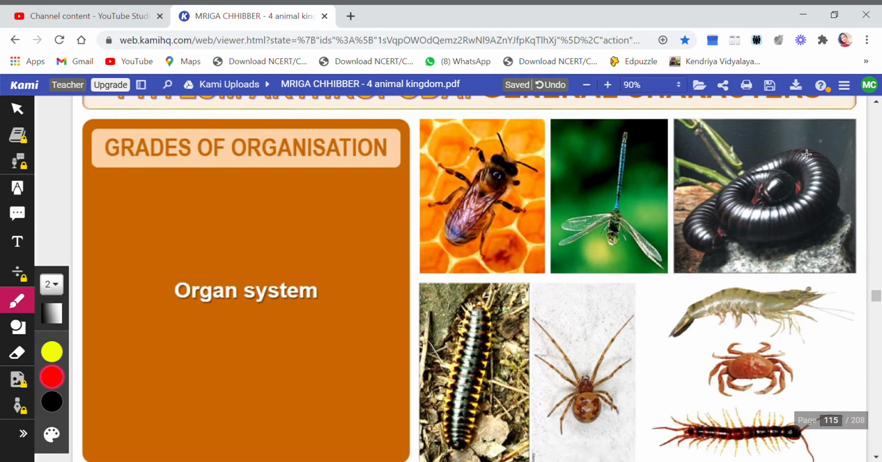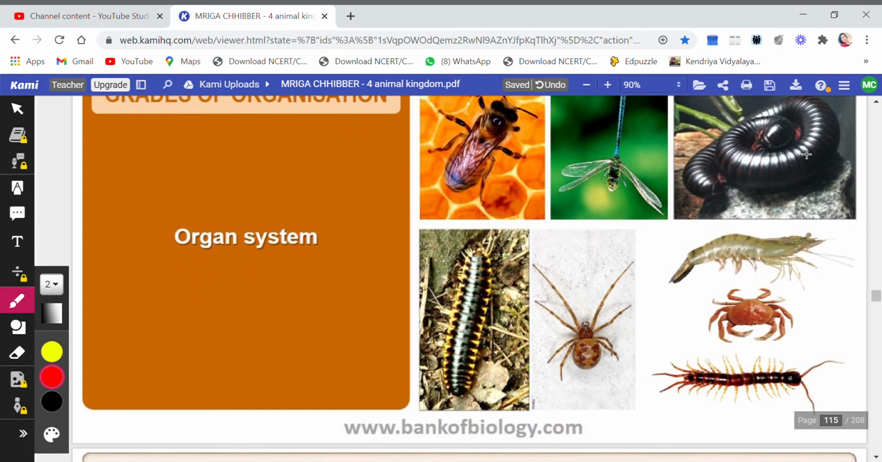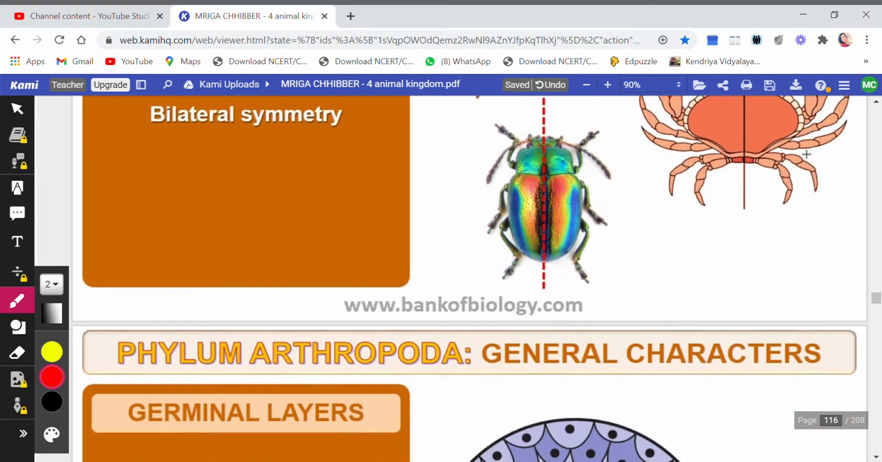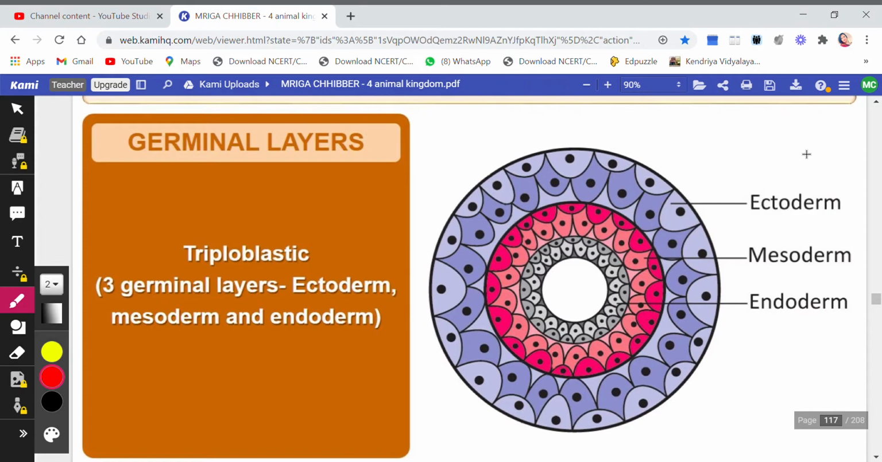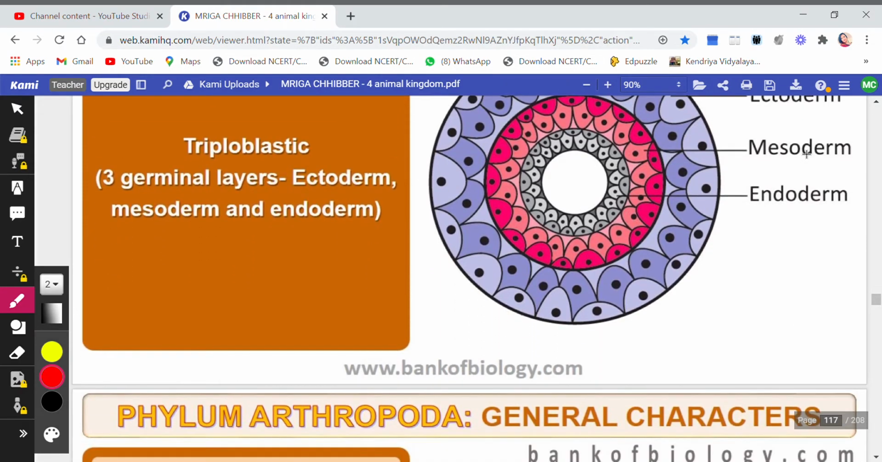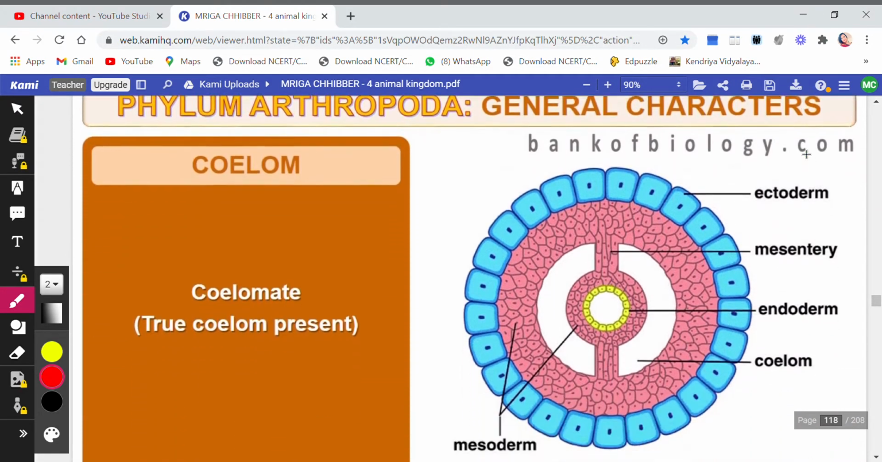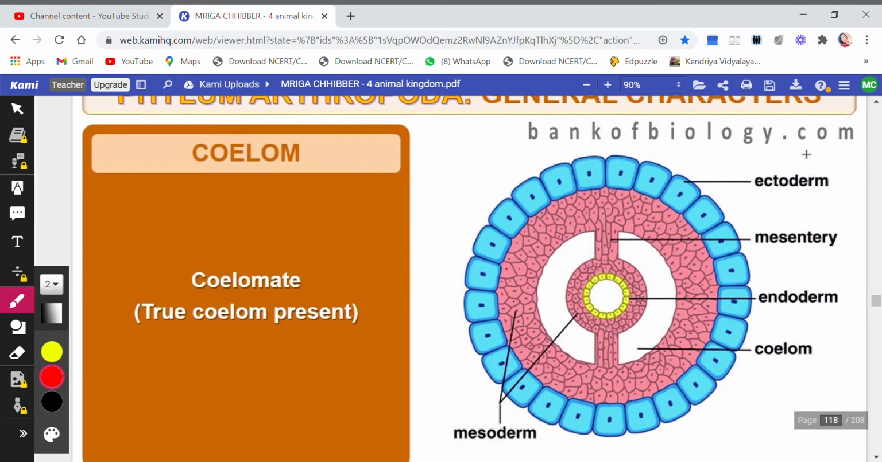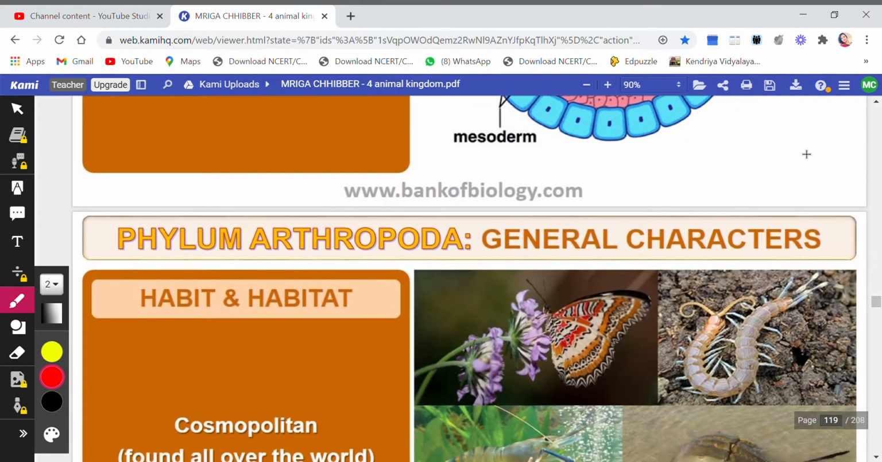Now, the grade of organization is organ system level of organization. Symmetry is bilateral. Germ layers, again triploblastic because it contains three germ layers. Then body cavity is present, that is they are coelomate. You can see the body cavity is present.